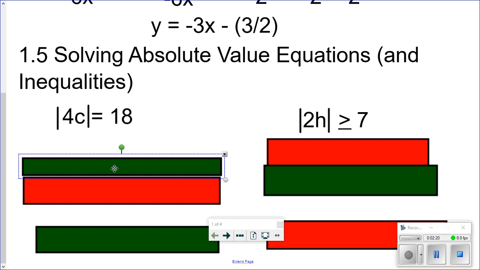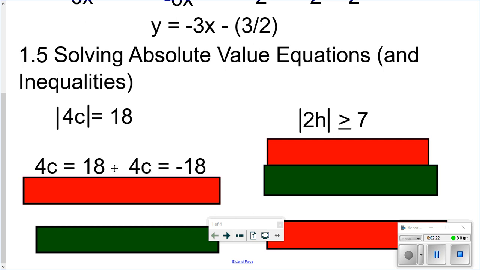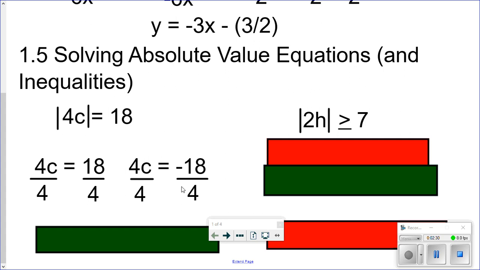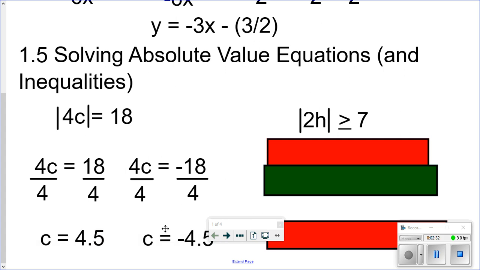So we have to indicate the two values and set 4c equal to positive 18 and negative 18. And so to solve for c, then, we would divide both sides by 4, leaving us with c equals 4.5 and c equals -4.5. And then, of course, with absolute value, we have to check those. So 4 times 4.5 is 18, and 4 times -4.5 is -18, but the absolute value of -18 is positive 18, so that checks out.